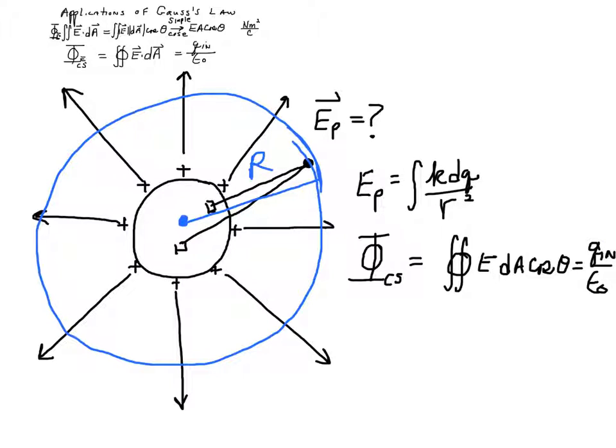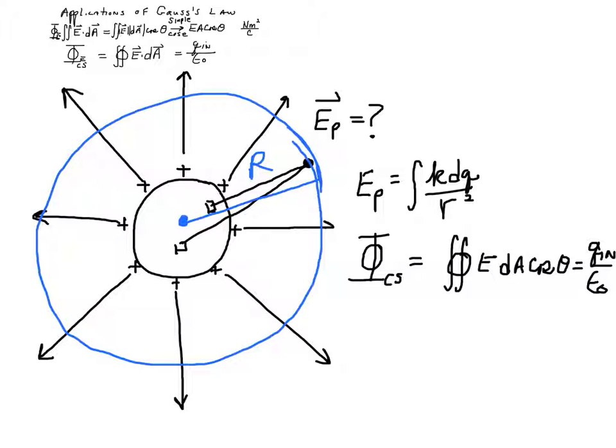Now what's important to notice is that since the sphere has the same center as the charged sphere, the field strength, whatever it is, we don't know what it is, but whatever it is, is going to be the same everywhere on the sphere. So E is a constant and can be taken out of the integral.